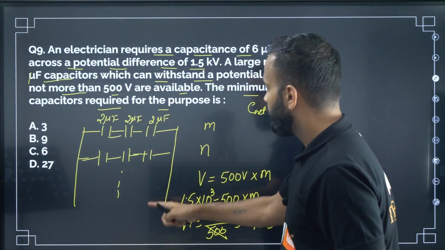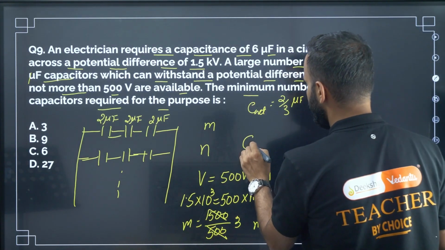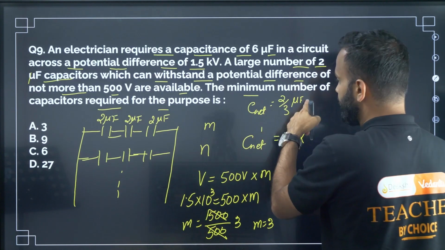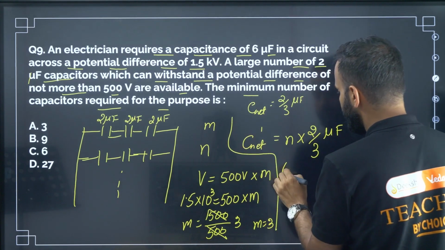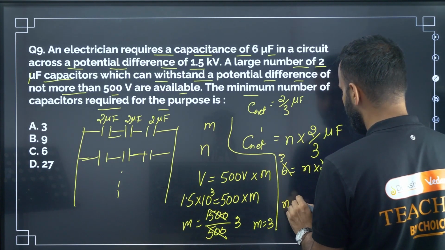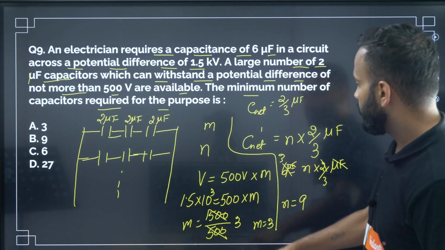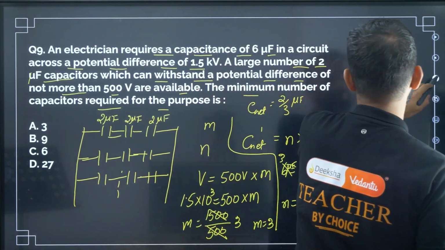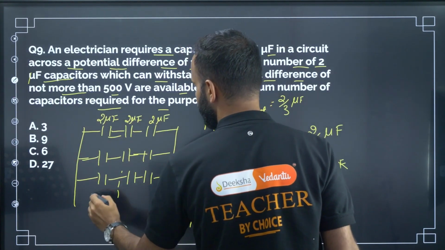Now here there are n number of rows, and we need a 6 microfarad capacitor. Now C net dash is equal to the number of rows into this net capacitance, 2 by 3 microfarad. Now C net is 6, so 6 equal to n into 2 by 3 microfarad. So 2 3s are 6, n equal to 9. Microfarad will also get cancelled, so n equal to 9. So there are 9 rows.